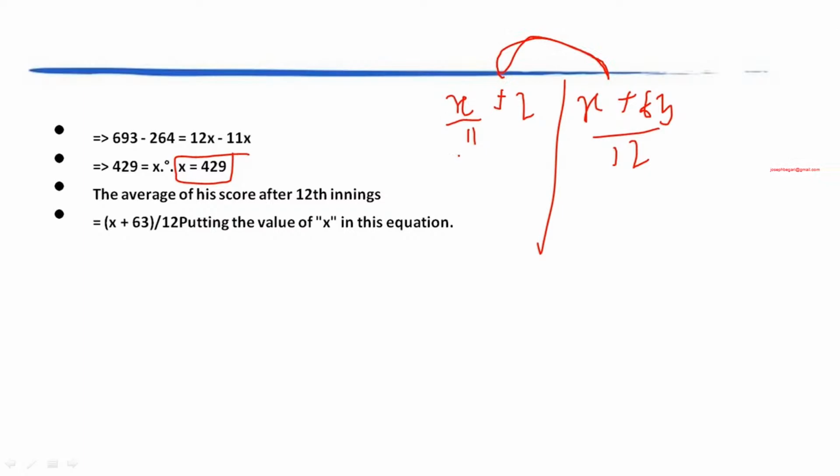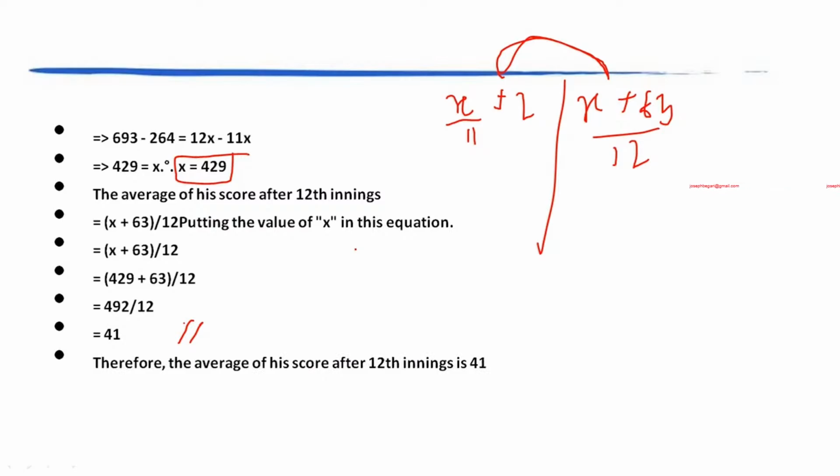ये हमने वो फॉर्म में लिखा है कि पुरानी एवरेज प्लस 2, ये हमने उस 12 इनिंग के बाद का ही डायरेक्ट एवरेज लिखा है कि टोटल रन प्लस 12 इनिंग का रन अपॉन 12. This all is x plus 63 by 12, which is 429 plus 63 by 12, 492 by 12. The answer is 41. I hope it is pretty clear. So the average score after the 12 innings would be 41.